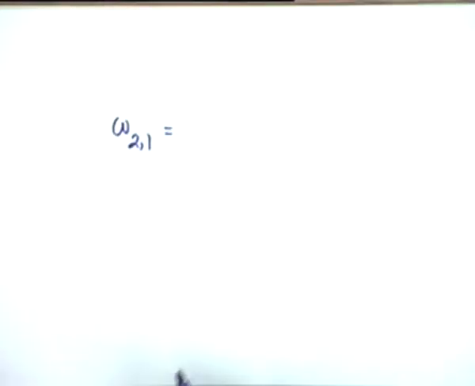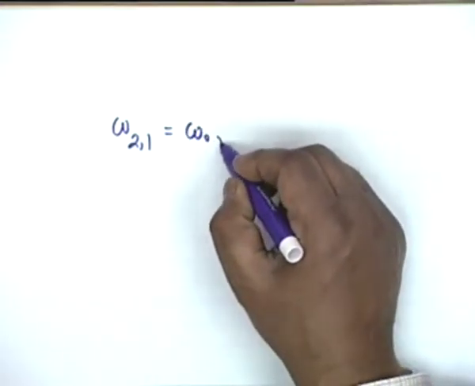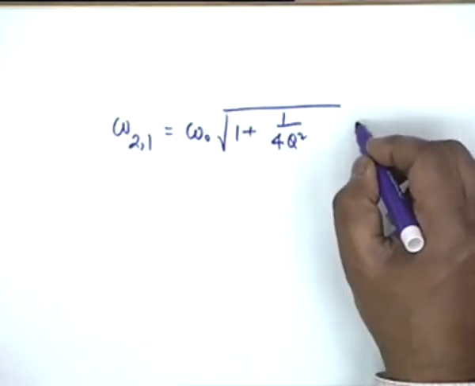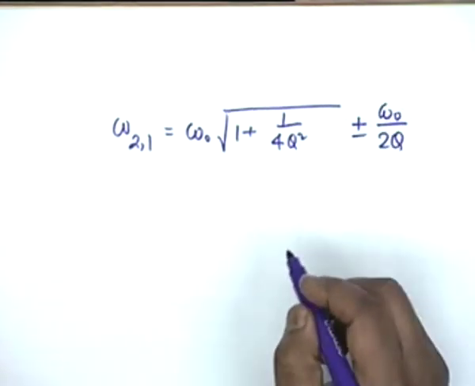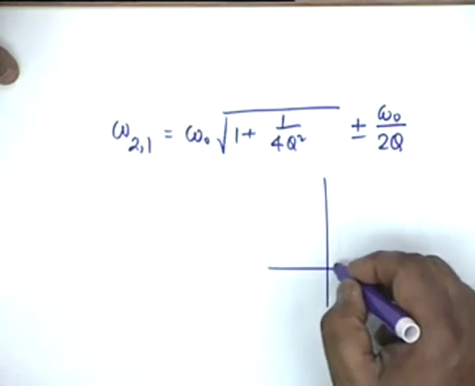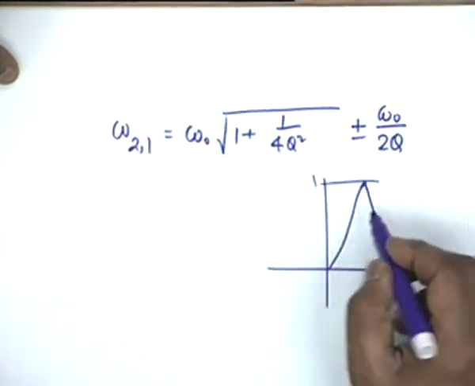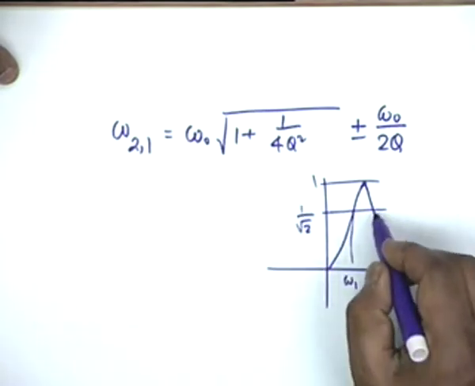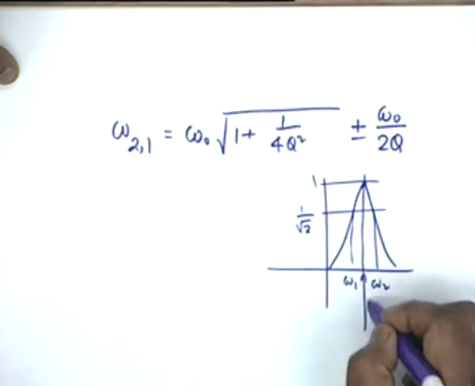All right, but before we go to complicated circuits, let me mention to you some of the interesting features of these two frequencies on either side of resonance, at which the magnitude is 1 by root 2 of the maximum value, separated by omega 0 by Q. By definition, the maximum is 1, and at these frequencies the value is 1 by root 2. This frequency is omega 0.